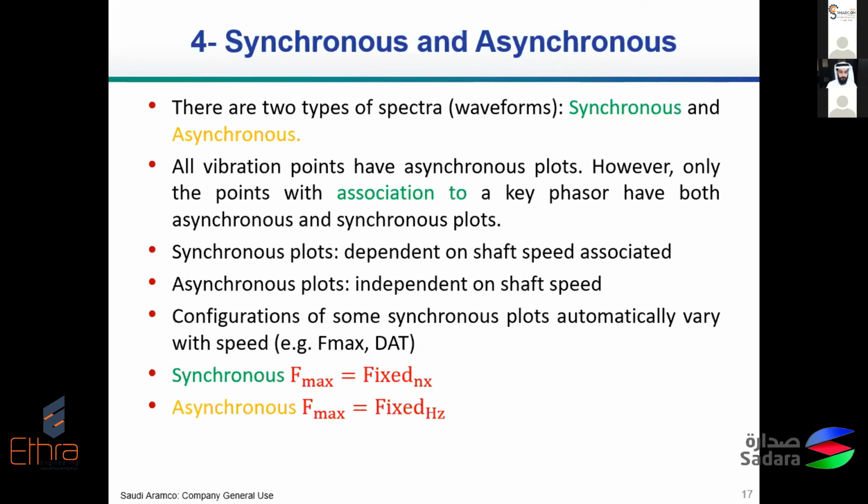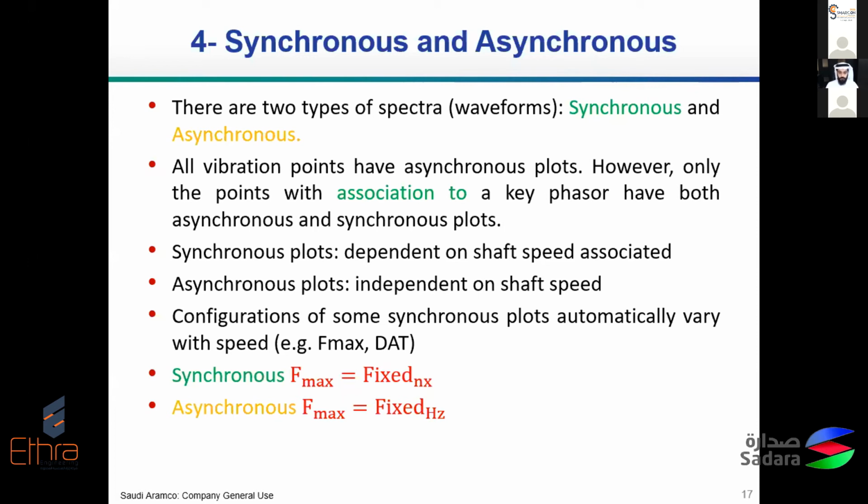So if you are interested to see high frequencies because you have a doubt, maybe you have a defect on high frequencies and you need to adjust your Fmax, the maximum frequency range in the spectrum, you may need to review the configurations of synchronous and asynchronous. So basically, synchronous means it is associated with the speed of the equipment. Every time the speed changes, the Fmax of the spectrum, the bandwidth covered by the spectrum, is going to change. If the speed increases, then the frequency is going to increase to cover more and more frequencies.